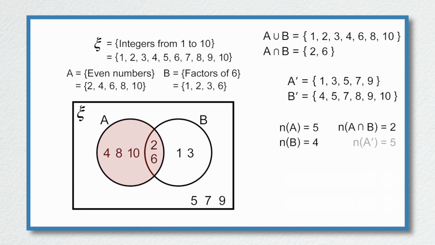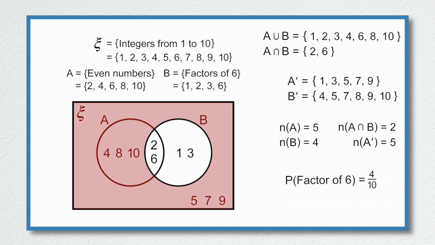And if we consider the number of elements that are not in A, there are 5. We might also want to work out the probability of randomly selecting a particular value. So if we wanted to work out the probability of, say, randomly selecting a number that is a factor of 6, then this would be the number of elements in set B, which is 4, divided by the number of elements in the universal set, which is 10.